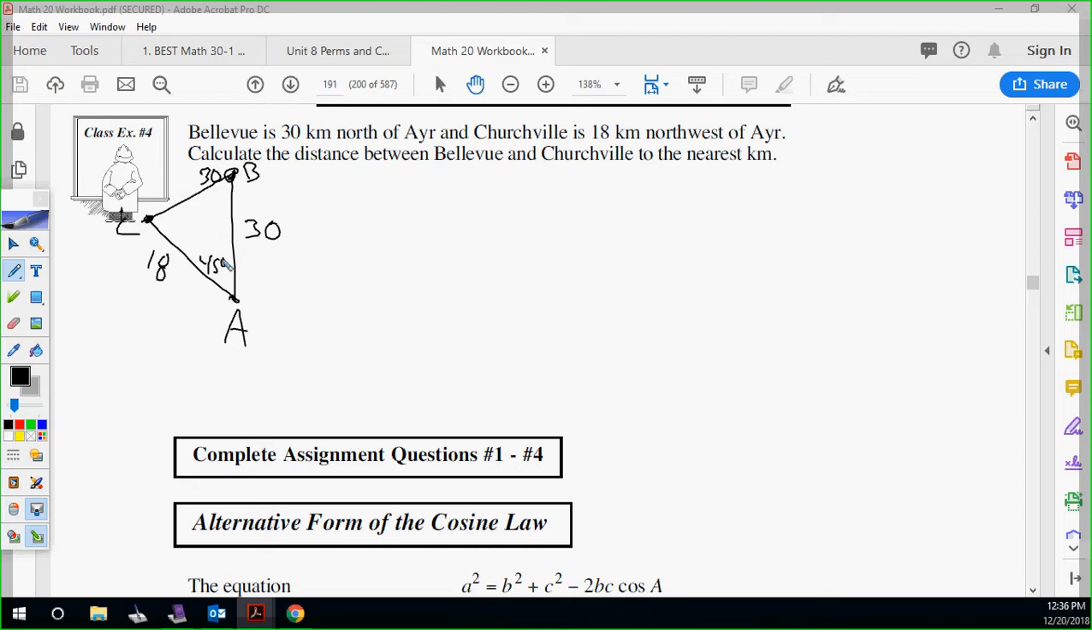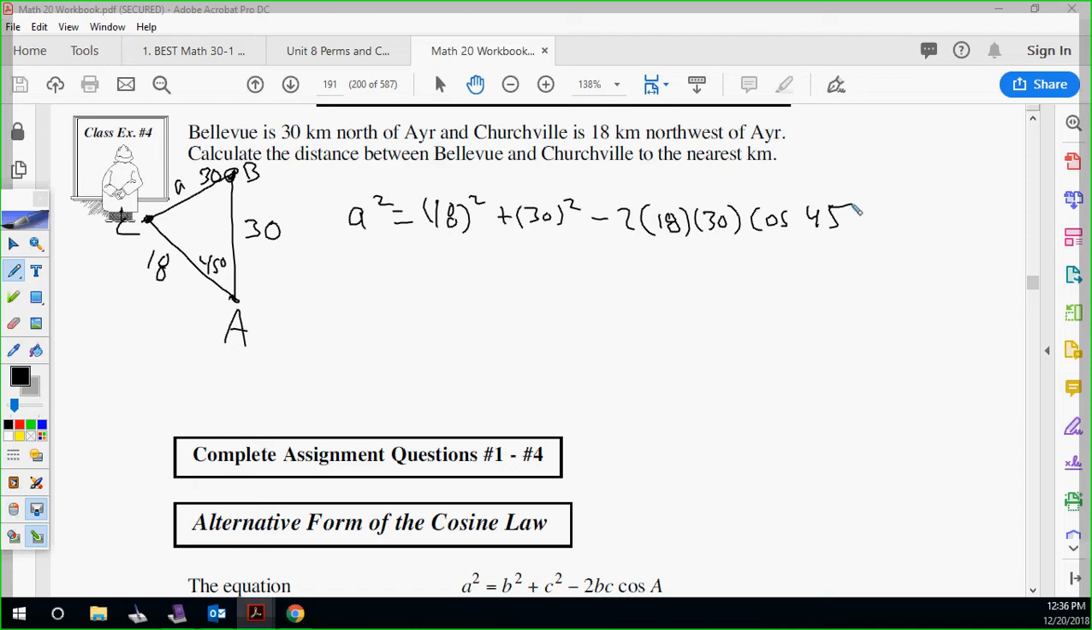Okay, so you can see we have the cosine law set up again. We're trying to find A, so it's still the same form. A squared equals 18 squared plus 30 squared. Remember, the order of these doesn't matter, because you're adding. So it doesn't matter if you put 30 or 18 first. Remember, you can always check in the back of your book, and I'll tell you what formulas you get. But you do get this.